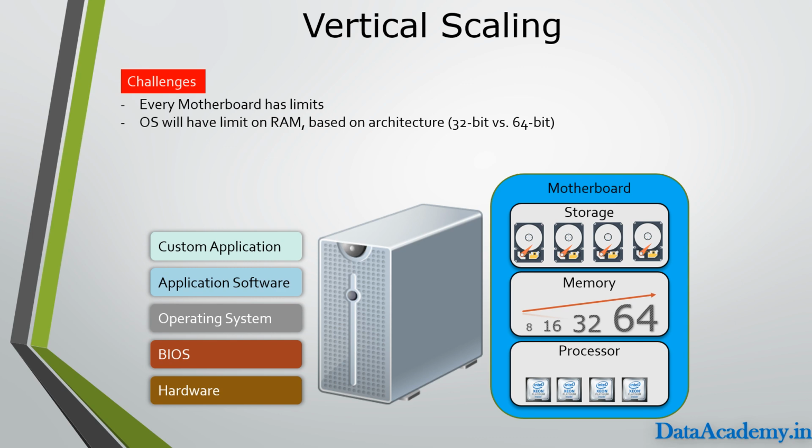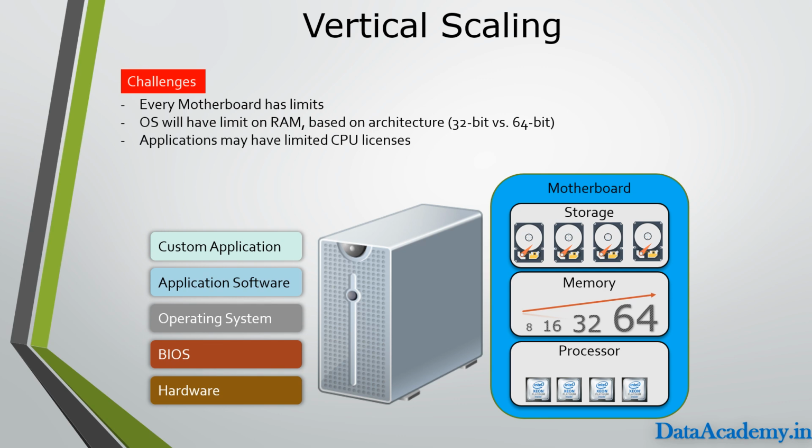So let's suppose you're using Windows 32-bit. It can only use up to, I believe, 4 GB of memory. Anything more than that, it simply will not support, it will not detect, right? So if you have to use more than 4 GB, then you'll have to install Windows 64-bit, right? So there's some limitation on the operating system.